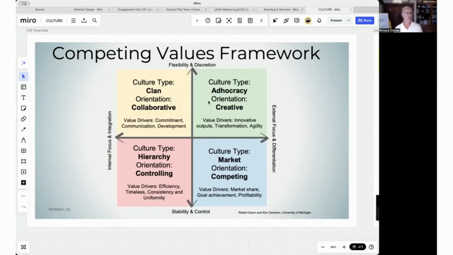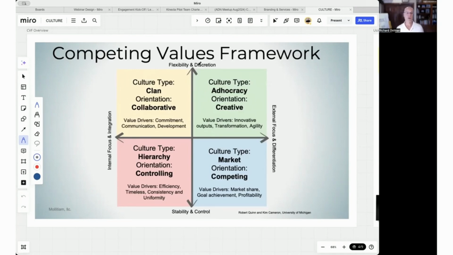So for starters, as you'll notice, this is a real simple quadrant-based model. Starting over here at the upper left, we have a culture type referred to as clan, or we often refer to that as a collaborative culture. Over here on the upper right, we've got an adhocracy culture type, which we refer to as creative culture. Down here, we've got a market culture type. We're going to refer to that as a competing culture. And then over here in the lower left, we have a hierarchy type, which we're going to refer to as a controlling culture.